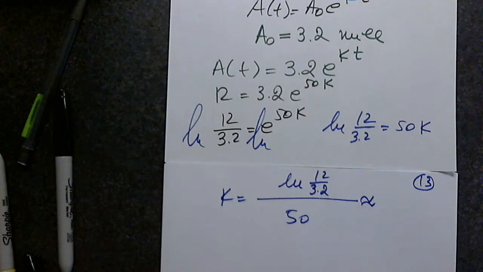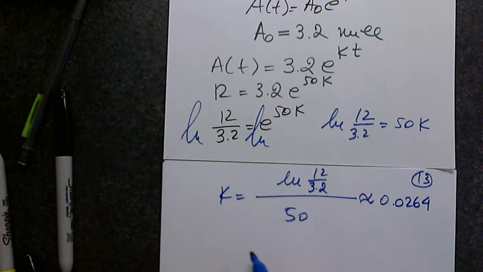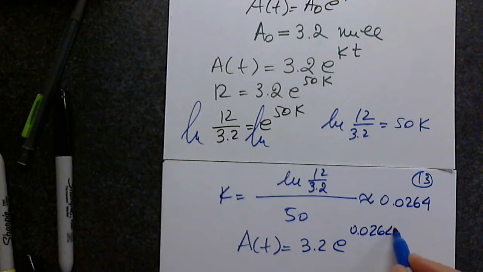And if you give me the number, I'll put it in. Or if you want me to calculate it, I'll calculate it. I got it. You're way faster than me. No, I think you're way ahead of me. 0.0264. So now we have the entire model: 3.2 e to the 0.0264t.